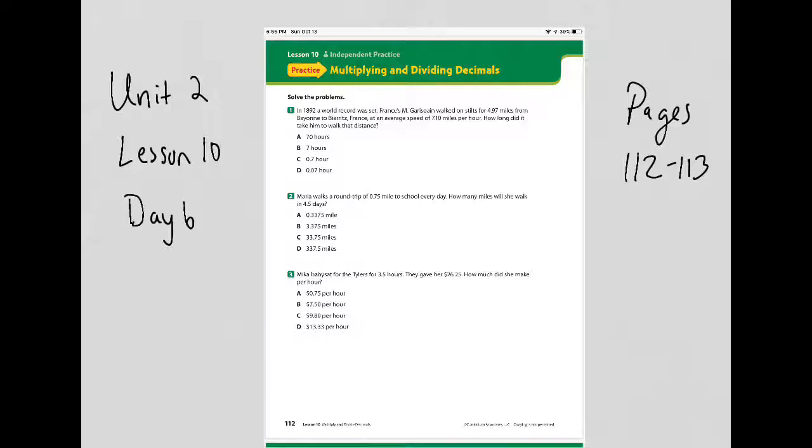Now, on 112, 113, we're not going to be doing all of the problems, so I'm going to eliminate a few to make your life a little bit easier. So first thing, you do not need to do number 1, so X that one out. You are going to do 2, and you are going to do 3.